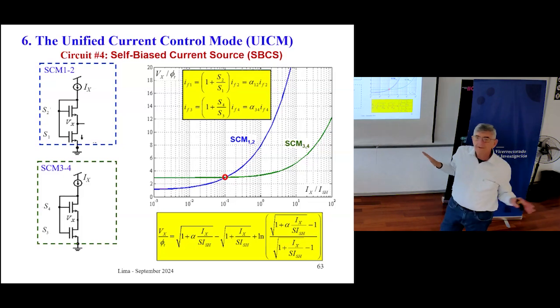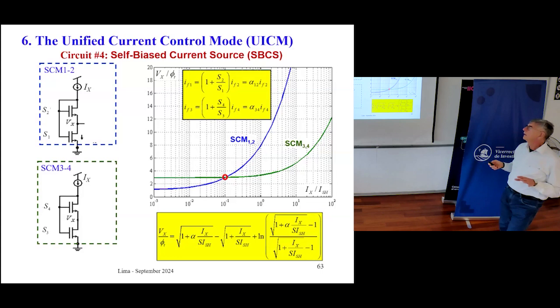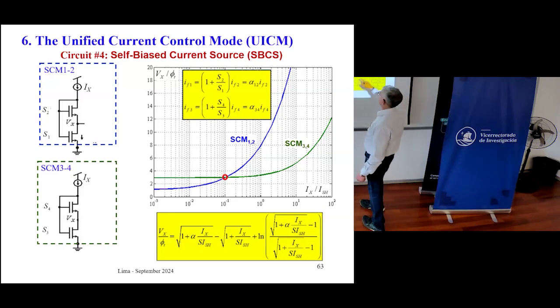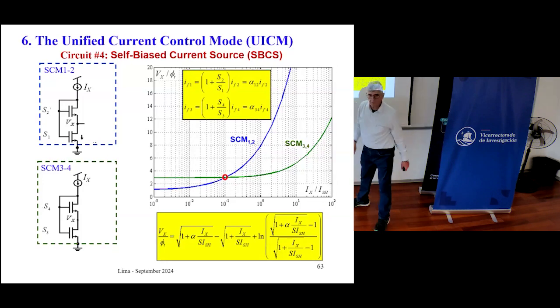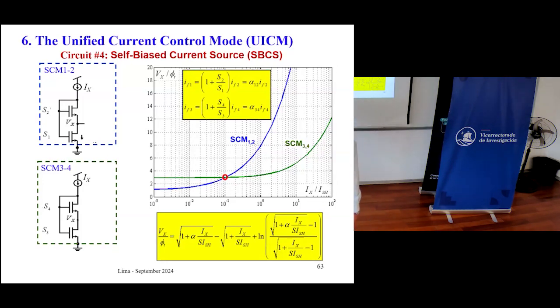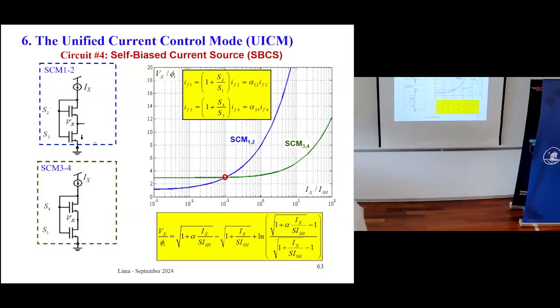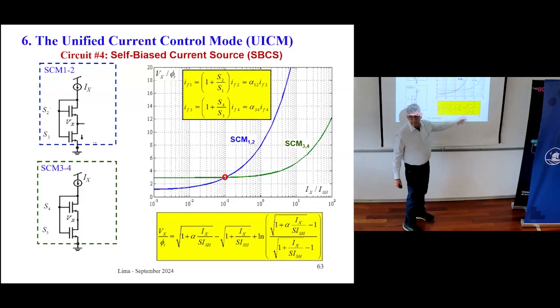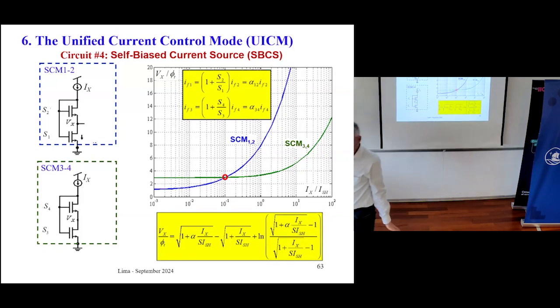So you have two different SCM, and you know that they intercept at a certain point. At this point, the currents are the same at the two transistors, and the voltages are the same. So now, if you have a way to reach this point, let's try it.